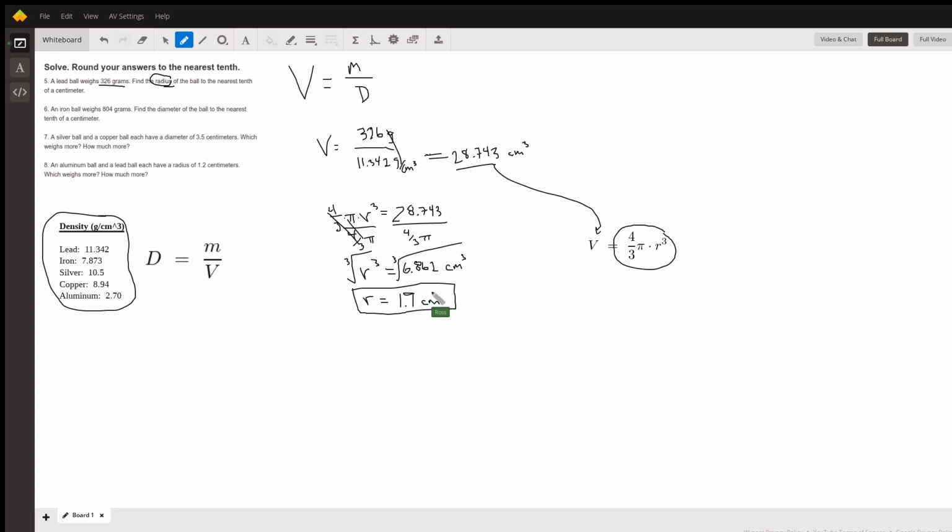So that's number 5. Number 6 is very, very similar. As you go through that one, just keep in mind that this time they want the diameter, which is 2 times the radius.